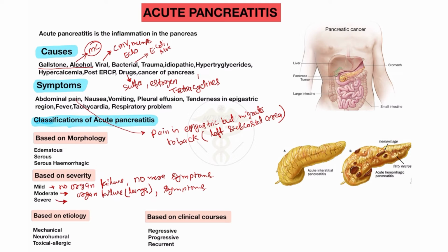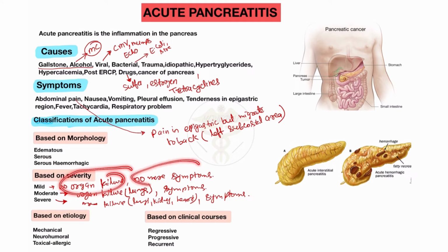And in the severe cases you will see organ failure. Many different organs start to fail, like lungs, kidney, heart. So this failure occurs in the very severe cases of the patient, and different types of symptoms also appear in the patient. So on the basis of severity, it is three types: mild, moderate, and severe. In mild type, no organ failure and no more symptoms. In moderate type, some organs start to fail and some symptoms also appear. But in the severe or very severe cases, different organs start to fail.